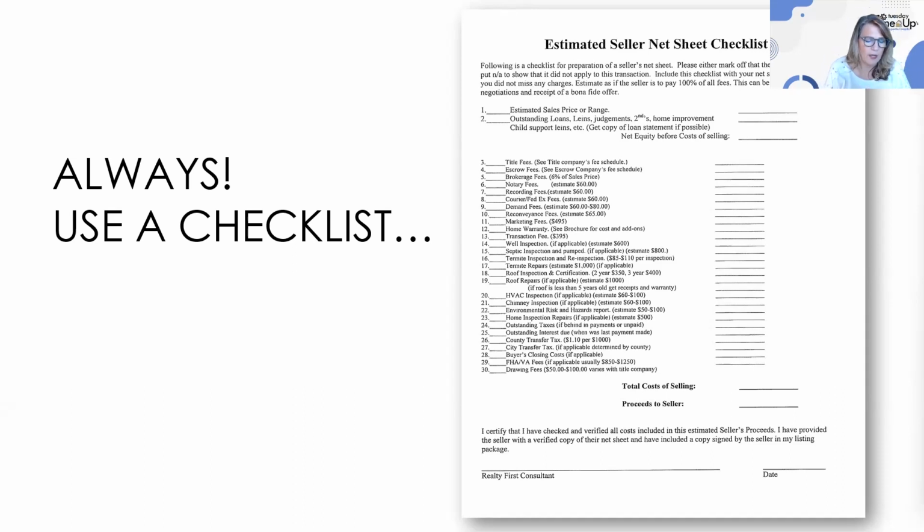Why do I not use the title companies for net sheets? Because they don't necessarily know everything that I know about that property at the time that I want to know it, right?